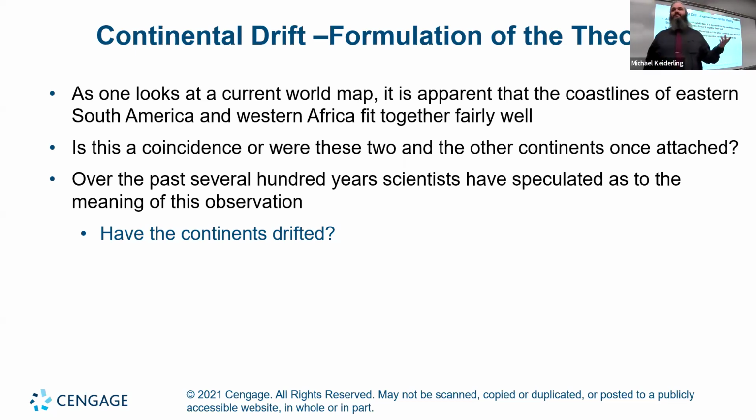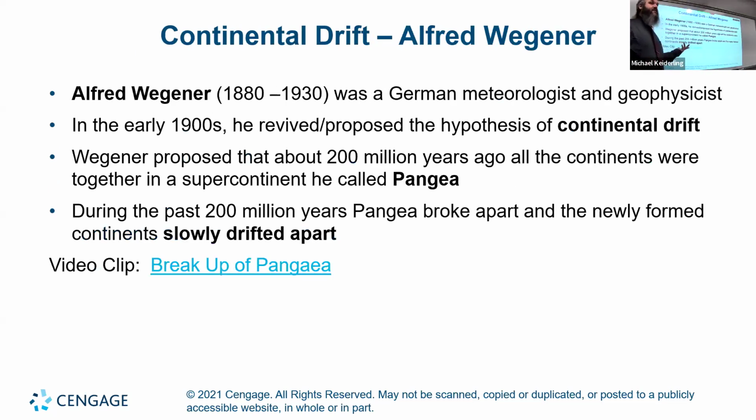And the first person to assemble a really solid collection of evidence for this was Alfred Wegener. He was a German meteorologist and geophysicist who spent a non-trivial amount of time in Arctic weather stations, which may have led to this theory. Because if you're in an Arctic weather station, you really have a lot of time to sit around and think. But in the early 1900s, he proposed this hypothesis of continental drift and actually collected a bunch of really solid evidence for it.